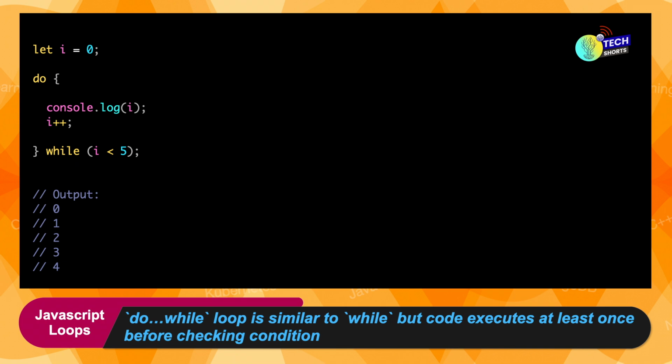The do while loop is similar to the while loop, but it ensures that the block of code is executed at least once, even if the conditional statement is false. The syntax of do while loop includes the block of code to execute and a conditional statement.